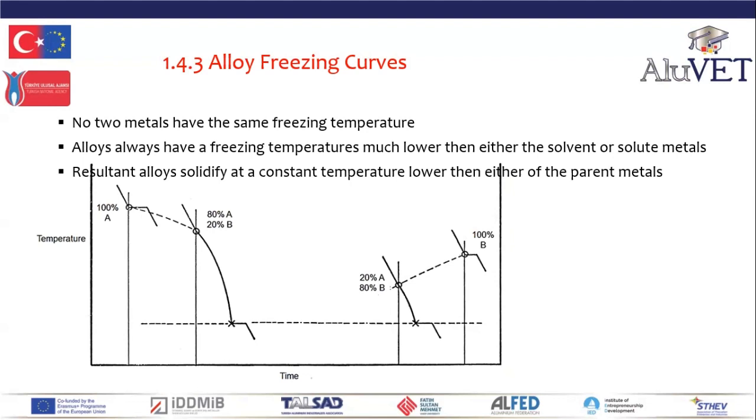And that freezing range will be a basis of the analysis, the concentration of the solute in the solvent atoms. Now, importantly to understand, you can see that irrespective of the different analytical combinations, whether it is 80% A, 20% B, or 20% A and 80% B, the finish temperature, the end of the cooling curve, the cooling range, is a constant temperature, which is exactly the same across the entire analysis.